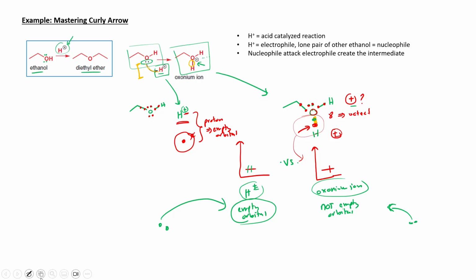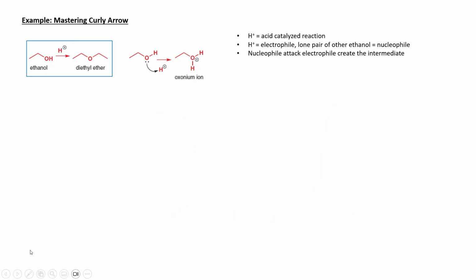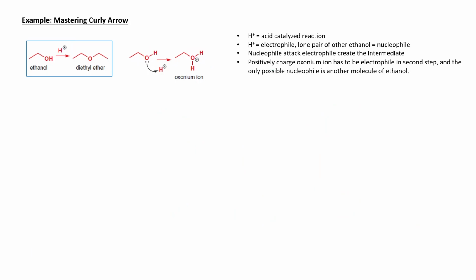Okay, so let me remove all this ink. Let's go next. The positive charge oxonium ion here has to be an electrophile. You can see this oxonium ion has a positive charge, but it's not the product yet. Remember, the product must be the same as the reactant in terms of charge. The reactant here has no charge, so the product also must be neutral. So we know that there is another step involved. Being positively charged also means it can act as an electrophile, because electrophile means deficient in electron, so something can attack it. So the oxonium ion can behave like the electrophile.